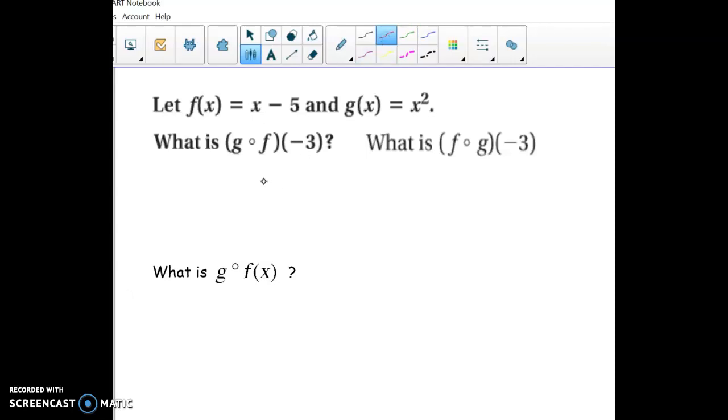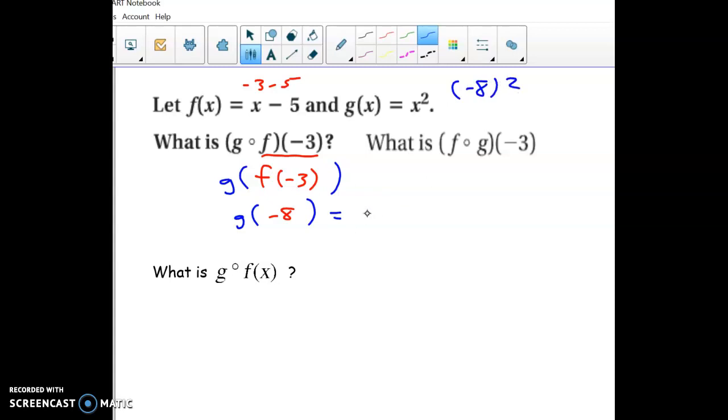All right, hopefully you've tried it. So f of negative 3. Whatever one is closest goes first. So we're going to do f of negative 3 and then put that answer into the g function. So f of negative 3 would be negative 3 minus 5, so negative 8. All right, so we evaluated that first one, and then the output for that becomes the input into the second one. So now we're just going to square negative 8, and make sure you use parentheses. Negative 8 squared would be 64. So our overall answer to that first one is 64.